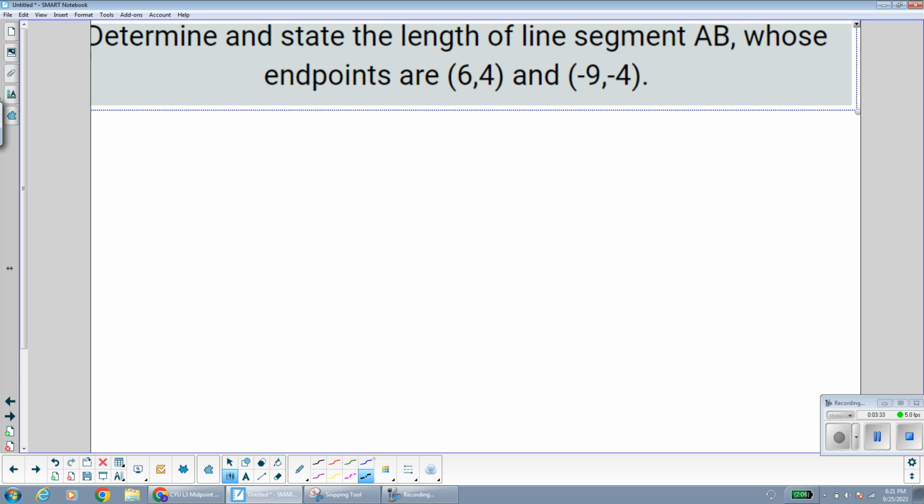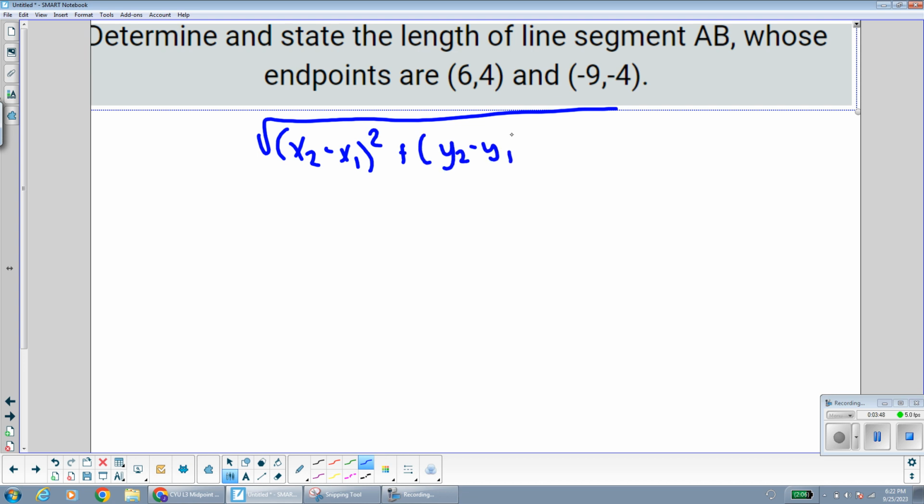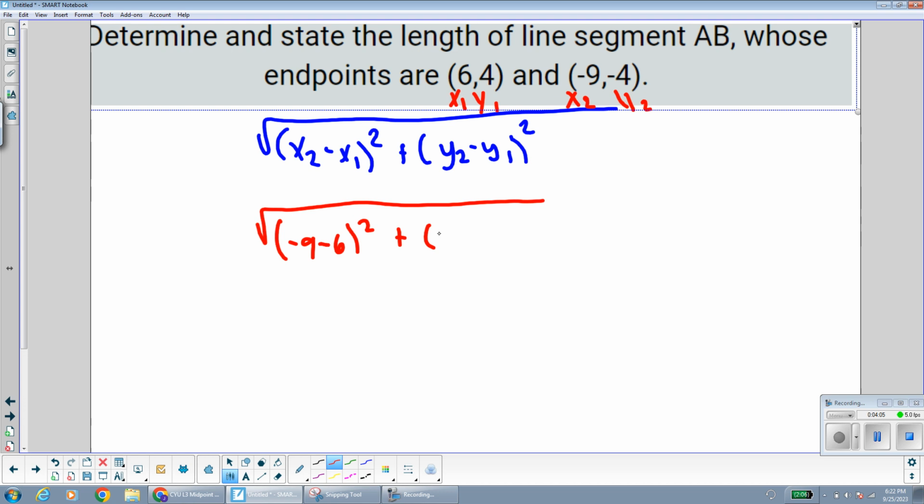Let's practice using the distance formula to find the length of the line segment. So the distance formula is the square root of the change in x squared plus the change in y squared, with a radical over the whole thing. So let me label my points. I'm going to label this x1, y1, x2, y2, just so I don't get confused when I'm plugging in. So we have -9 minus 6, and we have -4 minus 4. Definitely use a calculator for this part. You don't want to make a mistake with the negative numbers.